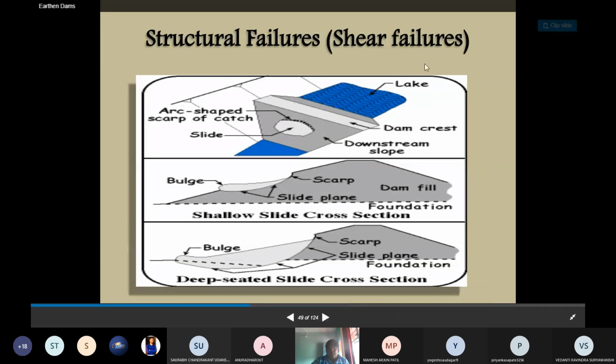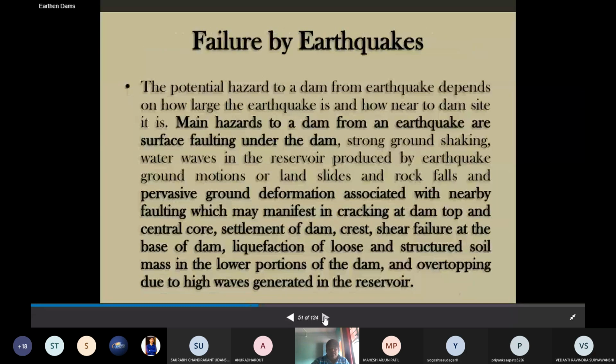Then you have to observe the shear failure. This is the arc shape, the downstream slope. What will happen? This is the dam crest part. So you have to observe these slides. Landslides are going to occur, such types of landslides. So this is the part of the structural failure.